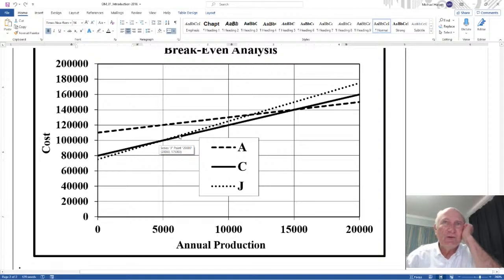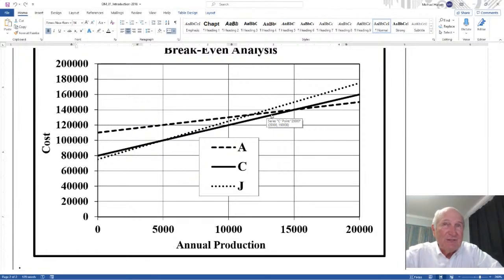if I go with a C here, you can see how much more C costs if it's less, how less C costs if it's more. Okay, between 5 and 15, C is the cheapest. Less than 5, J is the cheapest. More than 15, A is the cheapest. Okay, well, this gives you a good feel for what's happening as production moves around.